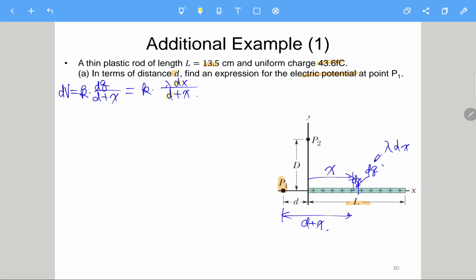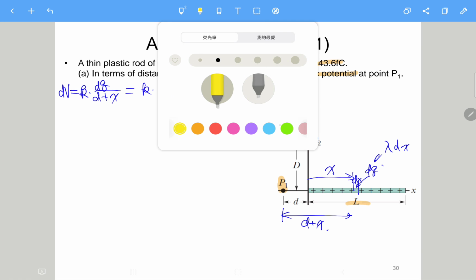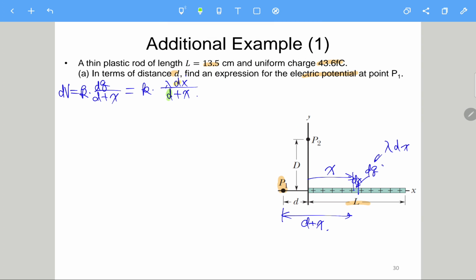This d and this d are different. The bottom d is this one.